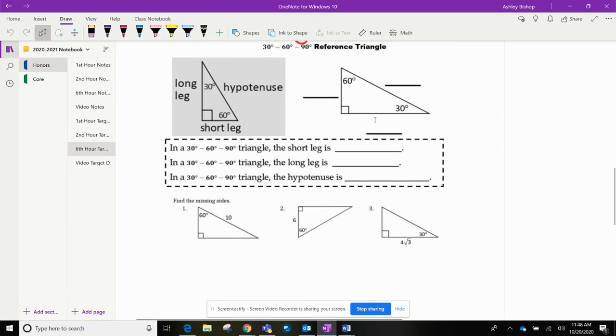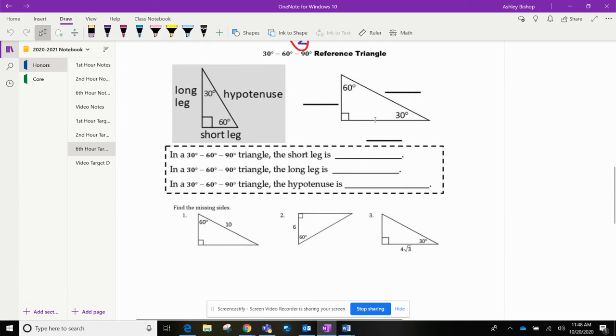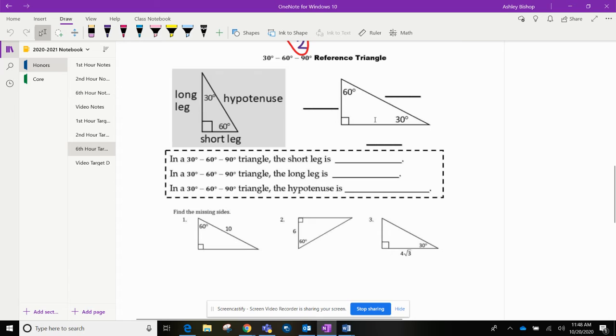Everyone, today I'm going to be going over with you the Target D Day 2 notes. Yesterday we did Target D Day 1, which was 45, 45, 90-degree triangles. Now I'm going to teach you about a different type of special right triangle that has its own set of rules, which is 30, 60, 90 triangles.